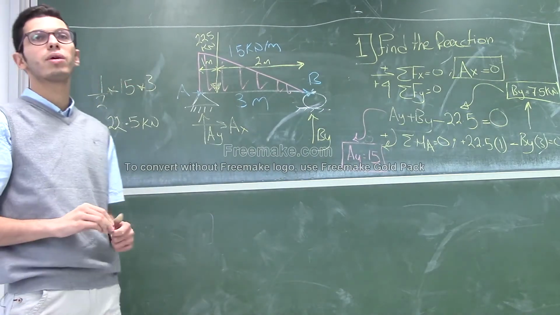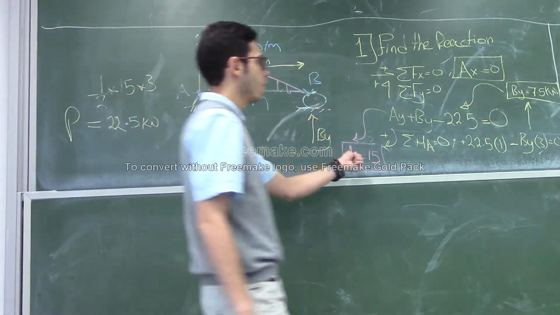Okay, this is the first step. We find all the reactions, AX, AY, and BY.